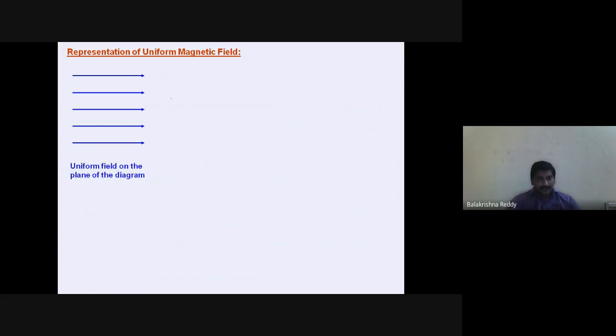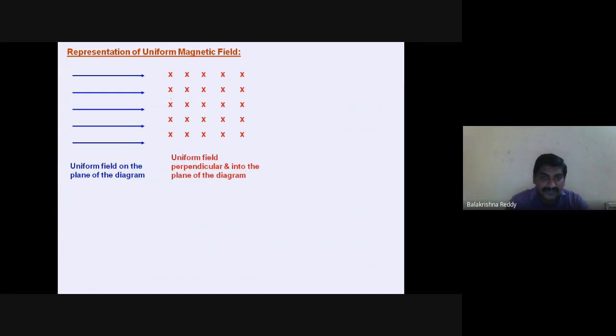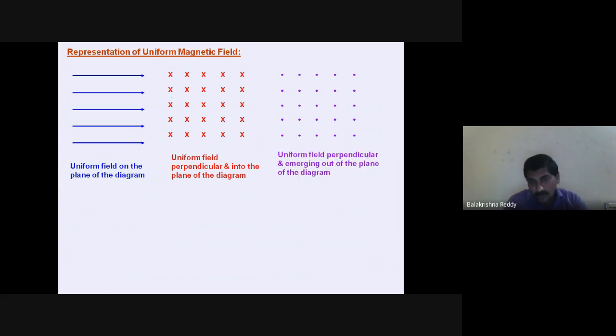Okay, in the plane. Now, here you are seeing cross marks, which are always acting inwards. This is also uniform, but into the screen. This is all dotted, perpendicular to the plane, outward. Both are perpendicular, but this is inward and that is outward. This is the pattern of uniform magnetic field lines.